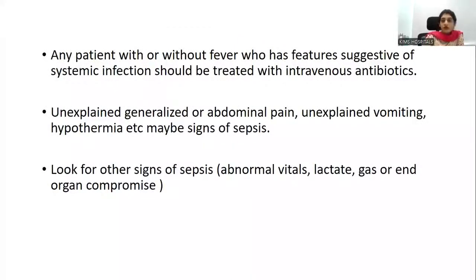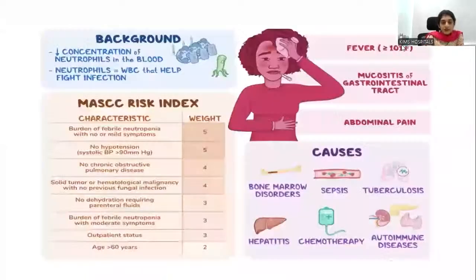Any patient with or without fever who has features suggestive of systemic infection should be treated with intravenous antibiotics. Unexplained generalized or abdominal pain, unexplained vomiting, and hypothermia may be subtle signs of sepsis. We should also look for other signs of sepsis like abnormal vitals, lactate, gas, or end organ compromise. So we need to have this in the background when a patient with neutropenia is febrile.